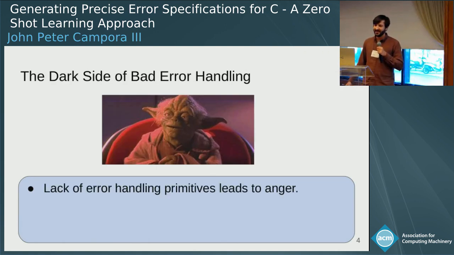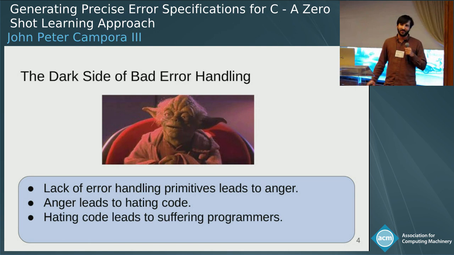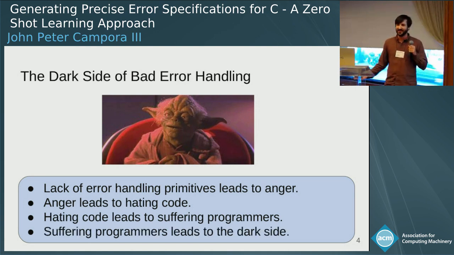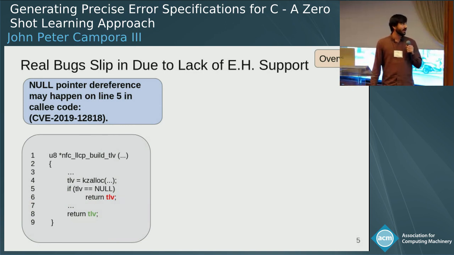So this is like the dark side of bad error handling, where Yoda here is like, lack of error handling primitives leads to anger. Anger leads to hating code. Hating code leads to suffering programmers. And this leads to bugs in the dark side, right? So we don't want this. But really, real bugs have slipped into code due to poor error handling support.